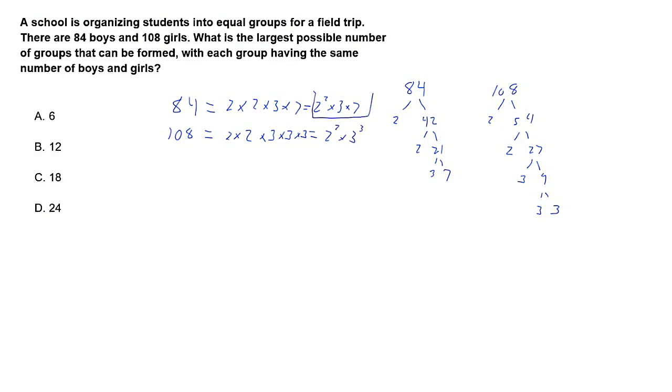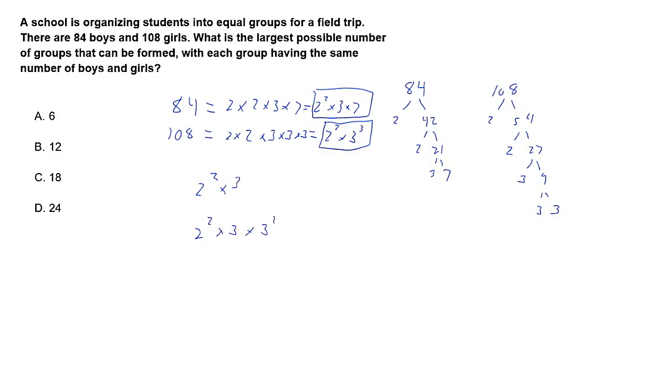So if I take these and try to break them down into something simpler, let's rewrite them. 2 squared, and then for the 108, I've got 2 squared, so that's the same. And then I can go times 3. Well, I can pull one of these 3's out, so I can do times 3.